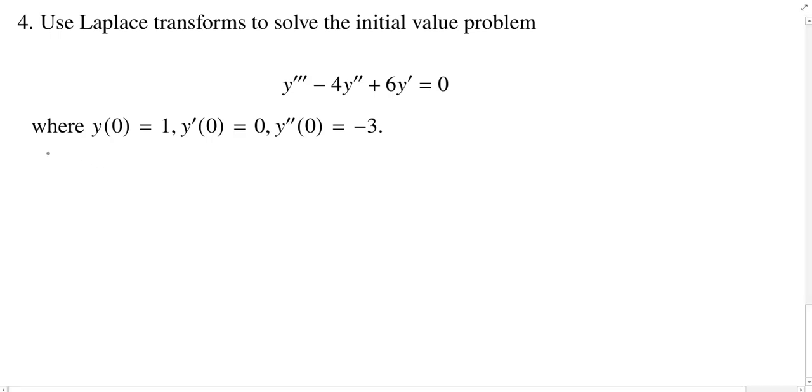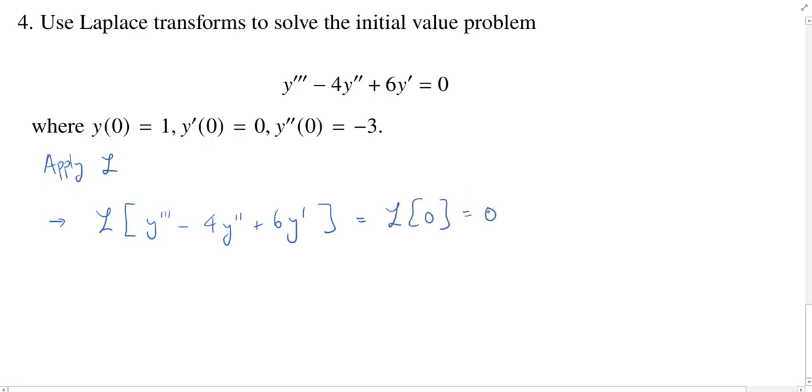First thing we want to do is apply the Laplace transform to the differential equation. So we have L of y triple prime minus 4y double prime plus 6y prime, and on the other side, L of 0, and of course the Laplace transform of 0 is 0. On the left-hand side, we break this up into three pieces, pulling the scalars out, because we know the Laplace transform is linear. So we get L of y triple prime minus 4 times L of y double prime plus 6 L of y prime, and that equals 0.